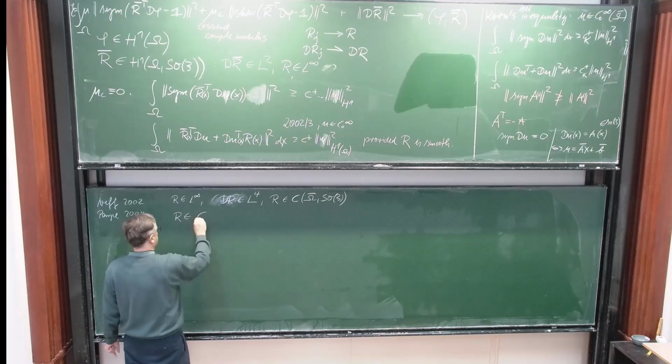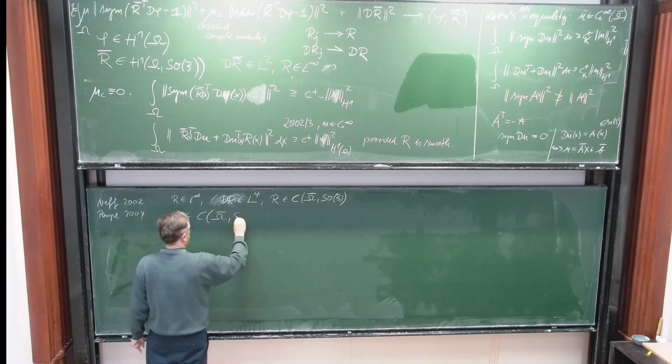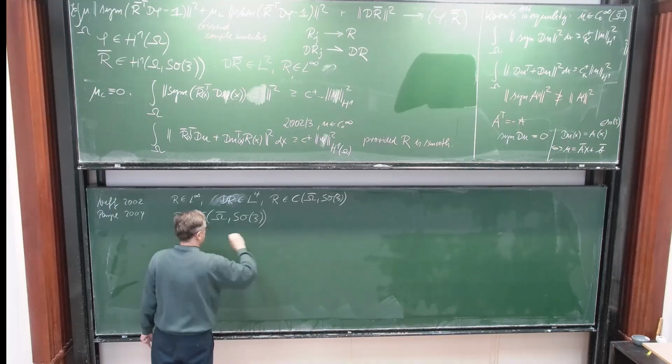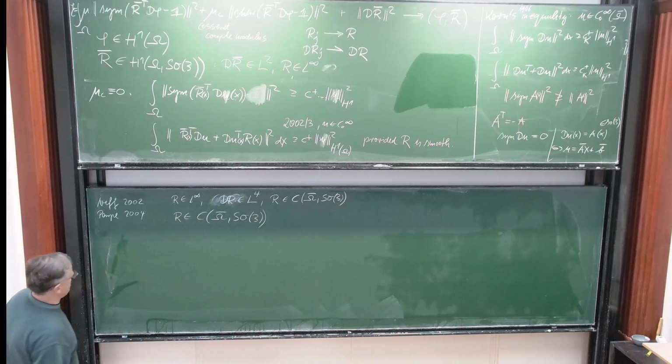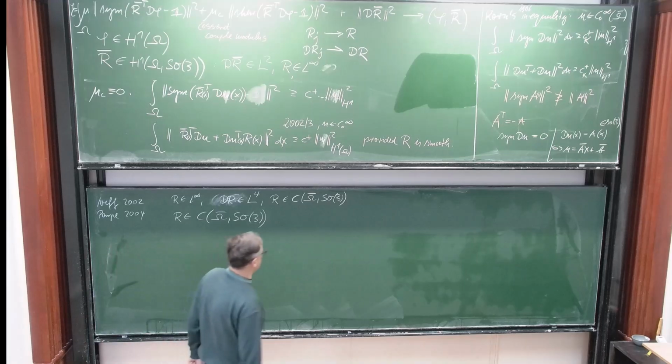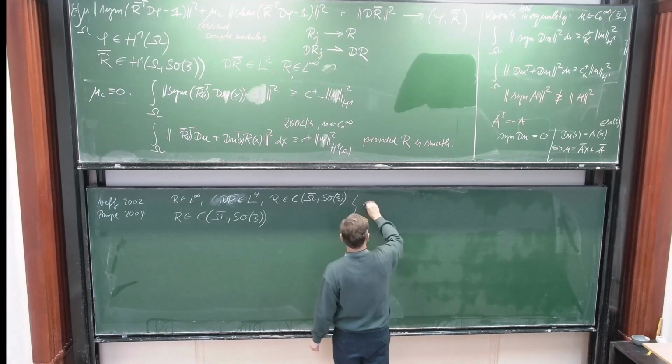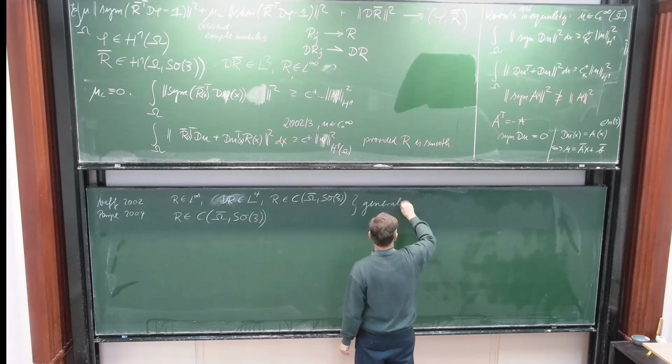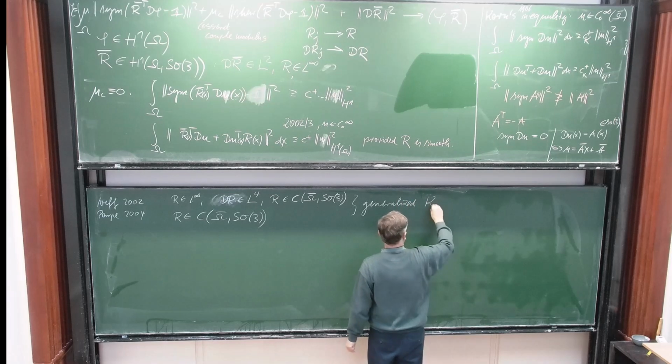If you have rotations or matrices that are just continuous up to the boundary, then this inequality holds. We call this the generalized Korn's inequality.